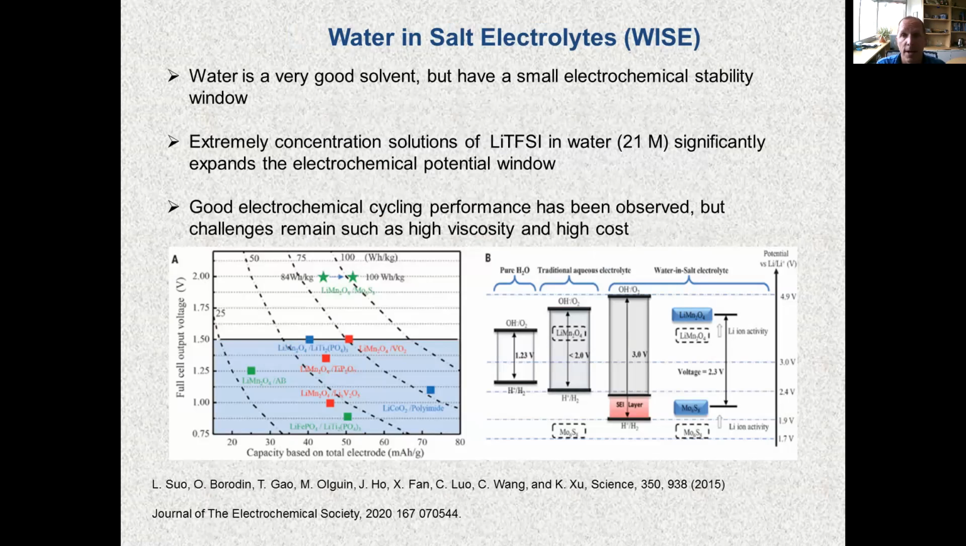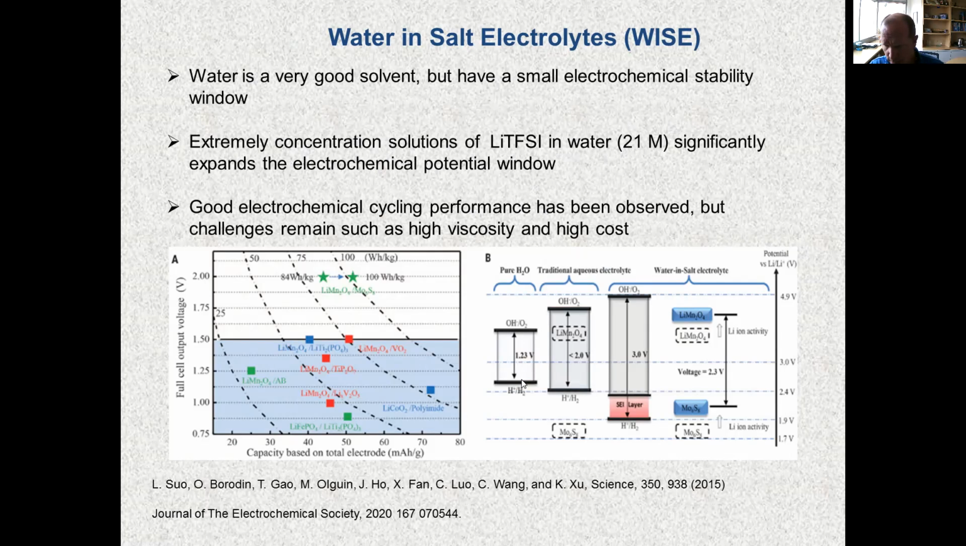And then the final type of electrolyte that I'd like to touch on is something that was recently developed in 2015 by Kang Xu and co-workers at the Army Research Labs, and these are referred to as water-in-salt electrolytes. So water is a very, very good solvent. However, it's got a very small electrochemical stability window. But what was observed was that if you utilized extremely concentrated solutions of lithium TFSI in water, 21 molar. So your standard lithium ion battery electrolyte is usually 1 molar in salt. These are 21 molar, so it's 21 times as high a salt concentration. By doing this, you significantly expand the electrochemical potential window.